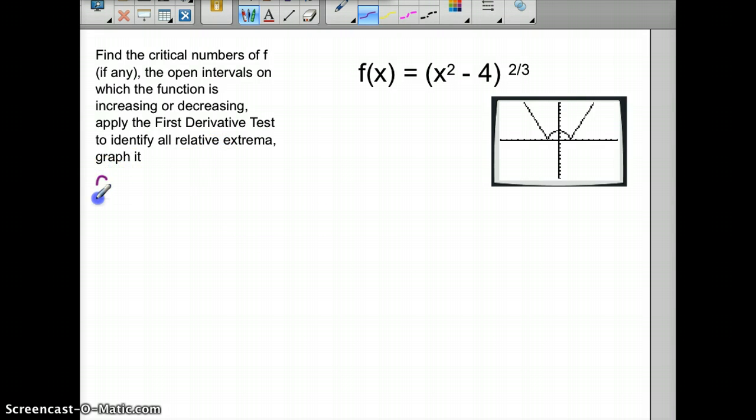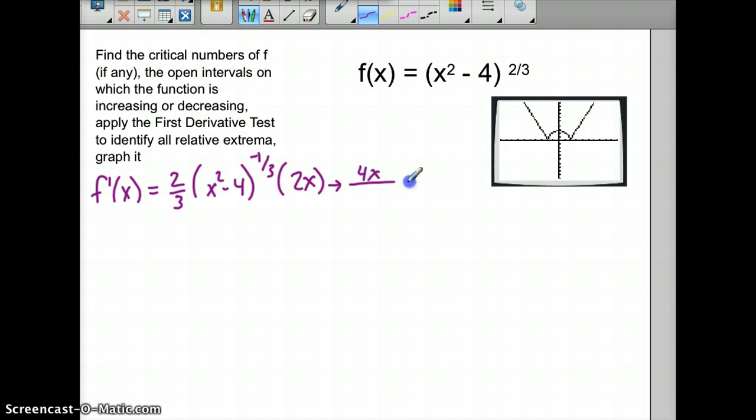So the derivative to find our critical numbers is 2/3 times x squared minus 4 to the negative 1/3, and then it's a chain rule, so times 2x. So that's 4x over 3 times the cubed root of x squared minus 4. So our critical numbers are where this either equals 0 or where it's undefined.